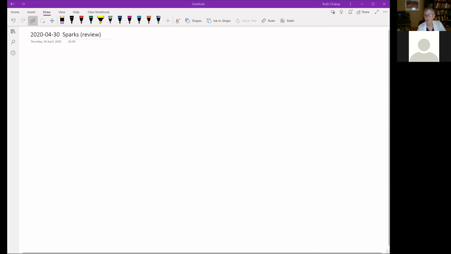I'm going to share my screen here. And let me find the chat window again. Okay. So normally at this point, I would demonstrate a spark with some sort of machine, a Wimshurst machine or something like that. So you can imagine that I've done that, or you can go find your favorite video of lightning strikes online, because that's a good review of a spark.